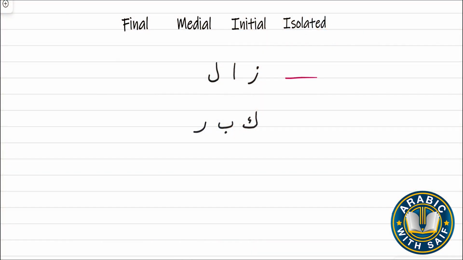Okay, now I will show you some isolated letters and you try to form two words. And if you have any question, please write it in the comments. I'm always ready to answer. Zay, alif, lam. Try to connect these three letters to form a word. Kaf, ba, ra. Try to connect these three letters to form one more word.